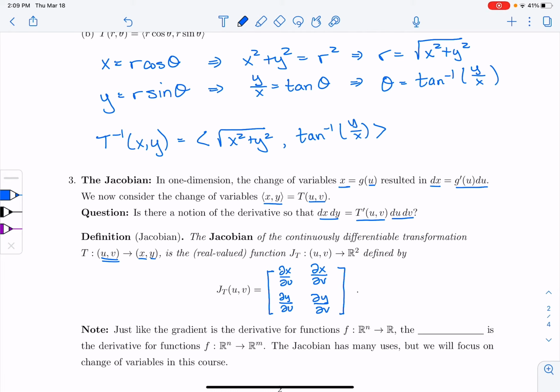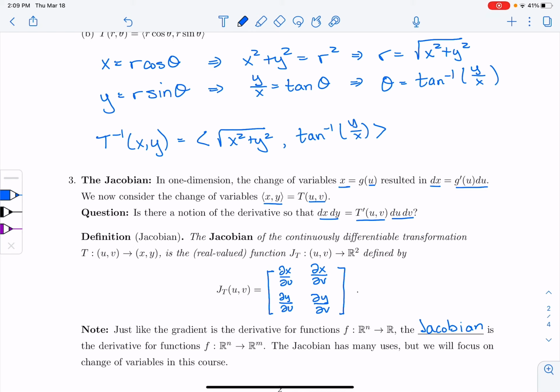Just like when we had a notion of the derivative for a function f that takes a vector and returns a number, where the derivative was the gradient for those multivariable functions, now for these vector-valued functions that take in a vector and return a vector, the Jacobian is what represents the derivative. The Jacobian actually has many uses beyond the change of variables that we're going to discuss in a moment, but we're going to focus our conversation about the Jacobian on change of variables.